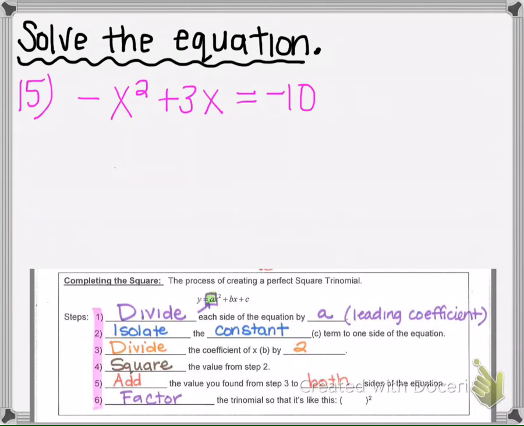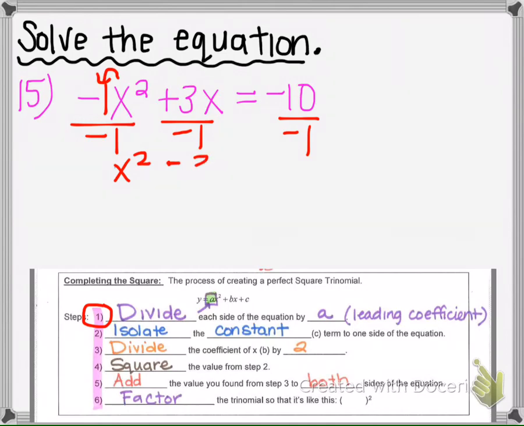Alright, example 15 on page 5. First step is divide each of the sides by the leading coefficient. So whatever's in front of the one with the higher exponent, we're going to divide everything by a negative 1. Okay. Step 2 is optional. Isolate the constant, which it already is, the one without the variables, all on one side. So we can skip step 2.